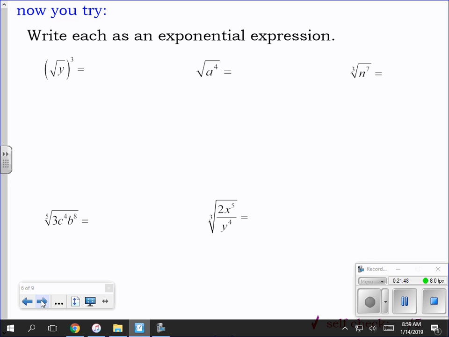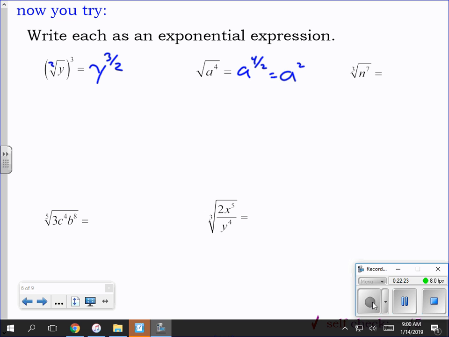Your turn. Rewrite those as exponents. Okay. Shouldn't take very long. The first one, there's an unwritten 2 there. So this is y to the 3/2 power. This one is a to the 4/2 power. What do we always do to fractions? We can reduce them. Always reduce fractions if you can. So 4 divided by 2, that's technically a squared. Okay. I know that's a trick question.